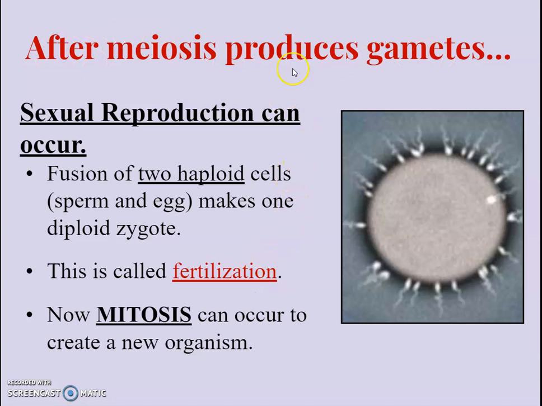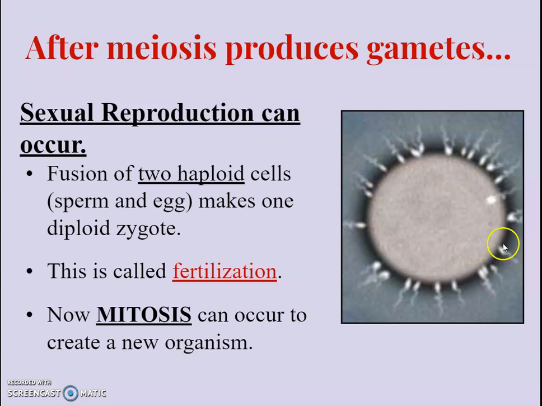So after meiosis, you produce your gametes, and once those gametes are produced, then it allows for sexual reproduction to occur. So sexual reproduction is when 2 haploid cells, a sperm and an egg, make 1 cell. That's a diploid zygote. So once this sperm penetrates this egg over here, they're going to share that DNA. Half the DNA is in the sperm, half is in the egg, and then you end up with a diploid zygote. So it's no longer haploid because you take those 2 halves and make a diploid. This process is called fertilization.